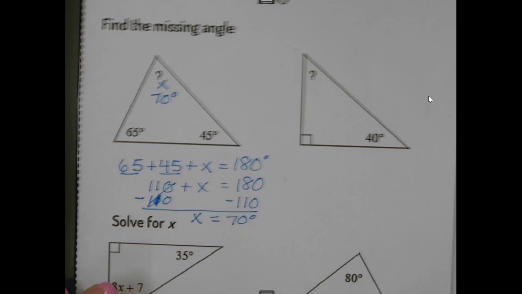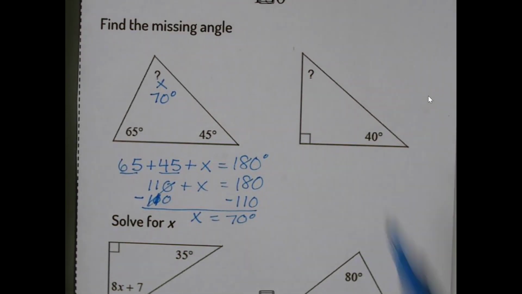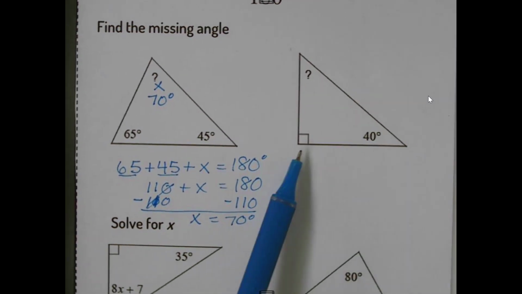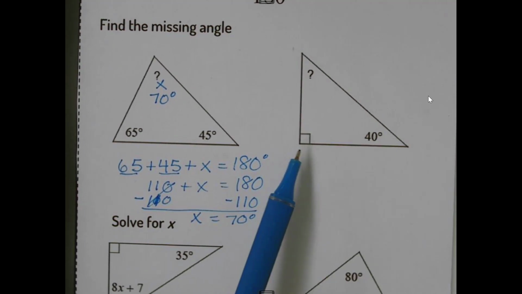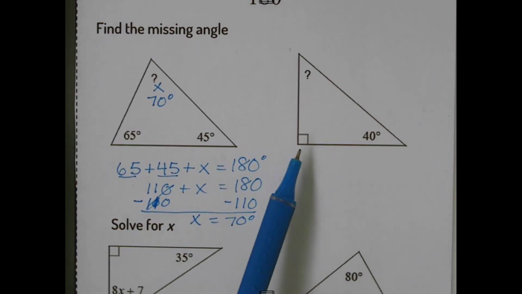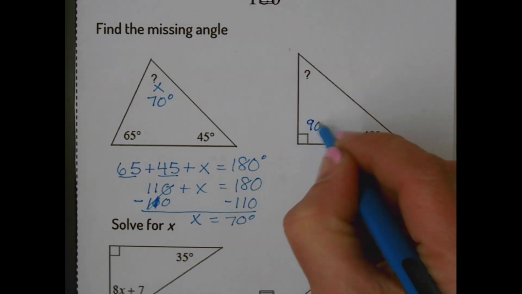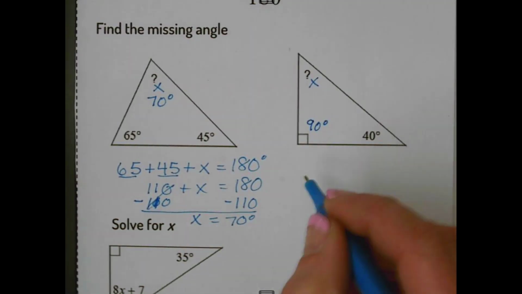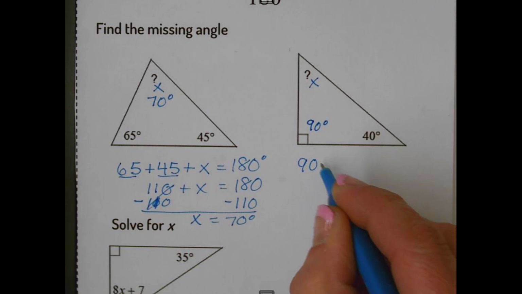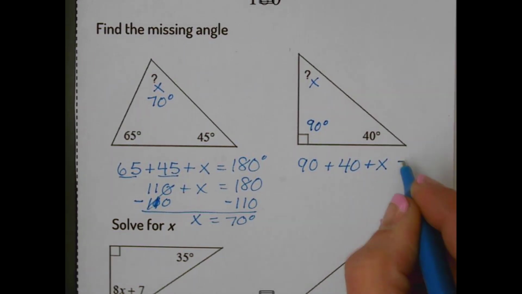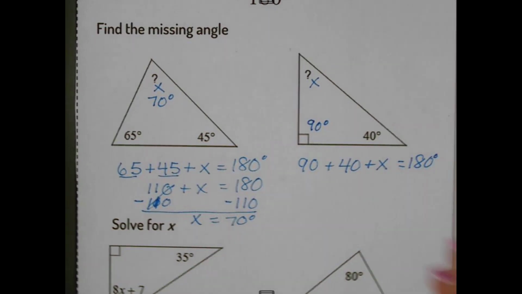Let's look at the second example. Only one angle has the actual degree in the corner. But we see that little square in the corner, which indicates what type of angle. You got it. It's a right angle. And so I'm going to go ahead and put 90 degrees in there. Now we can set up our equation. 90 plus 40 plus our missing angle has to equal 180 degrees.